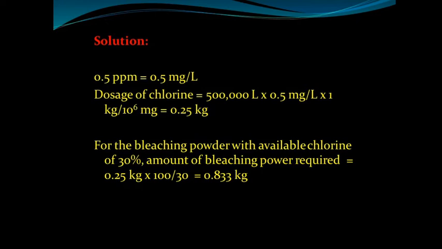Into 1 kg per 10^6 mg, so that is the conversion, mg converted into kg. So the dosage of chlorine is calculated for that particular water supply flow rate. It is 0.25 kg. For the bleaching powder with available chlorine of 30%, the amount of bleaching powder required is 0.25 kg into 100/30. So it is 0.833 kg. So 0.833 kg of bleaching powder is required for the disinfection of that daily flow of water.